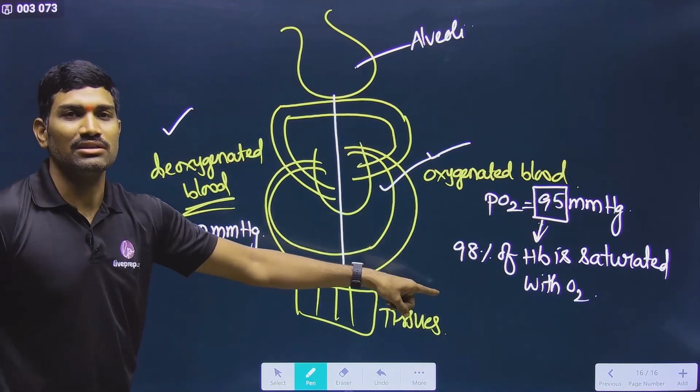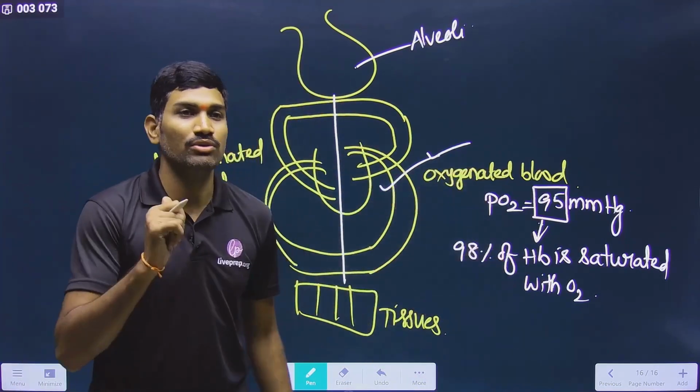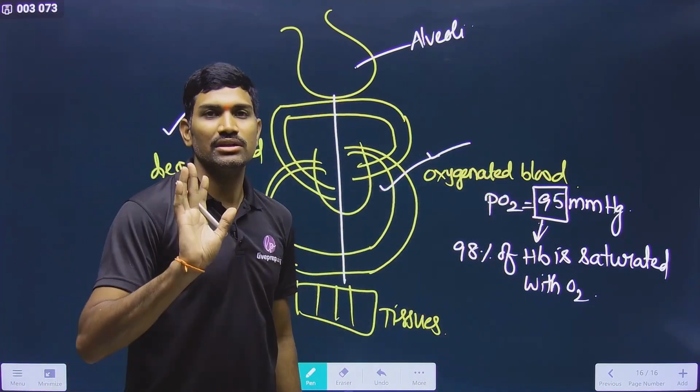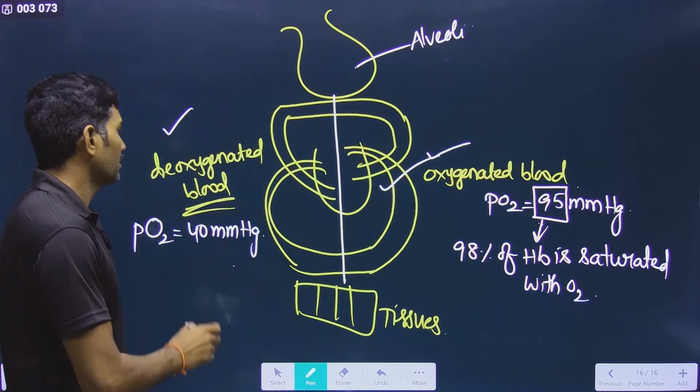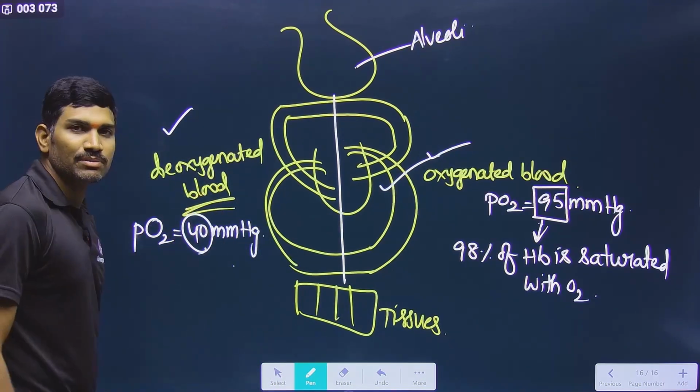That is what the meaning is. From that particular graph, what do you need? This is the point you need. Clear? Next one. In the deoxygenated blood, what is the partial pressure of oxygen?